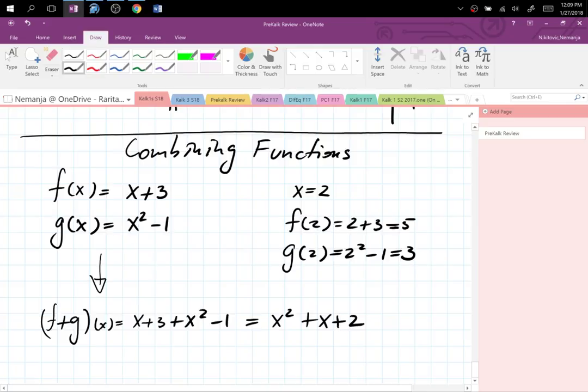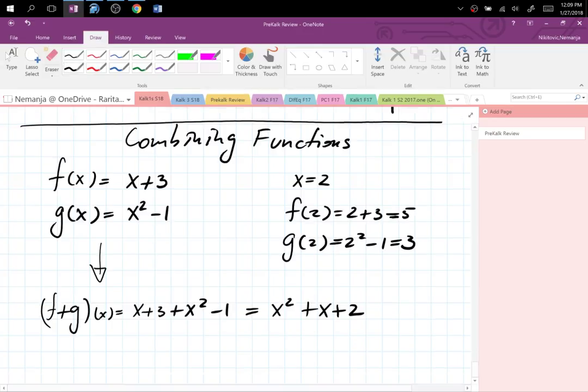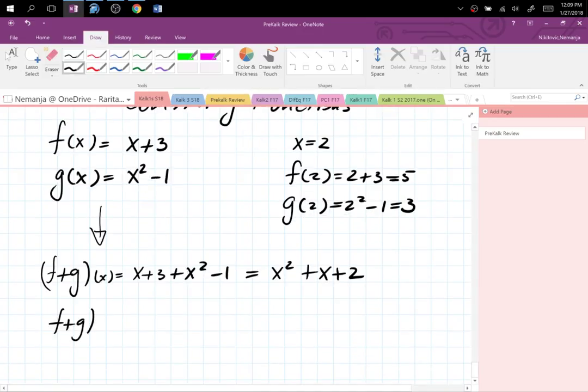Now, as you can see, we obtained a different function that is unlike any of the original functions. It's quadratic, and one of them was quadratic, but it's a different quadratic function. And if you observe carefully, I can compute f plus g of 2, which would be 2 squared plus 2 plus 2, and that will give me 4 plus 4 is 8. Don't you see, if you add these two you get 8?